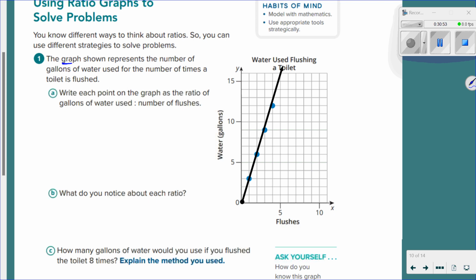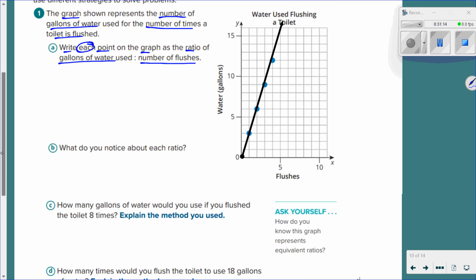The graph shown represents the number of gallons of water used to the number of times the toilet is flushed. We need to write each point on the graph as the ratio of gallons of water used to the number of flushes. Pay attention to your directions. I'll give you that hint because I don't like that they're not being consistent in our book. What do you notice about each ratio? So in other words, do some analysis. And then we got some questions.